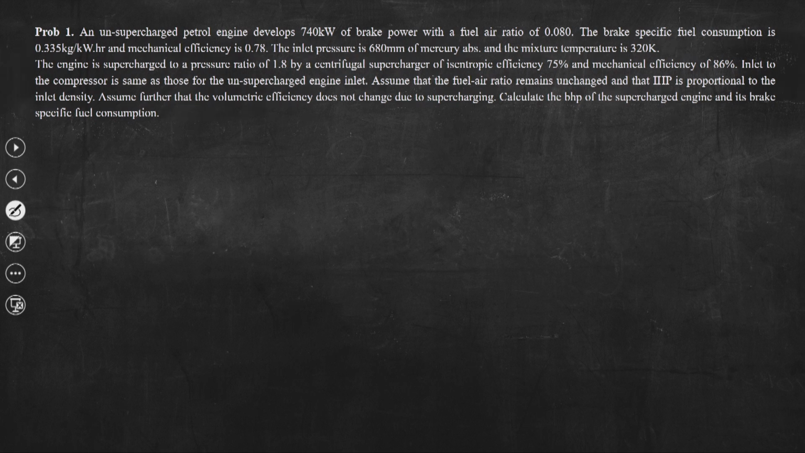an unsupercharged petrol engine, so it is not supercharged. So, this is a naturally aspirated engine. An unsupercharged petrol engine develops 740 kilowatt of brake power with a fuel air ratio of 0.080, right. So, it is given unsupercharged means this is a naturally aspirated engine, this is the brake power and fuel air ratio is 0.080. So, this information we can see from the problem statement.